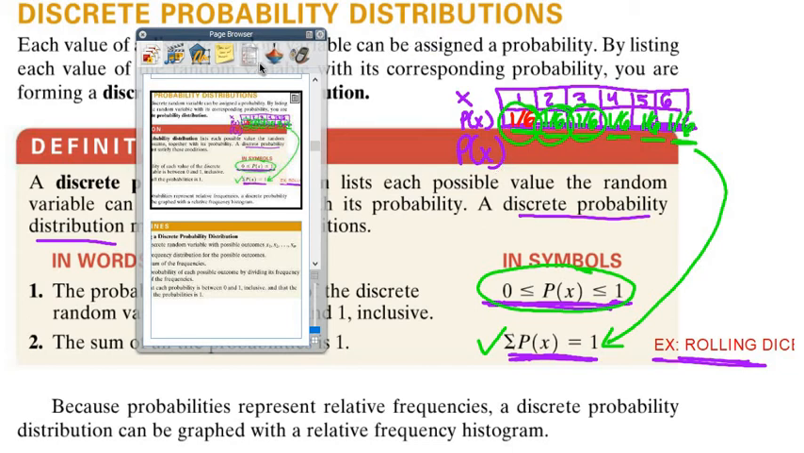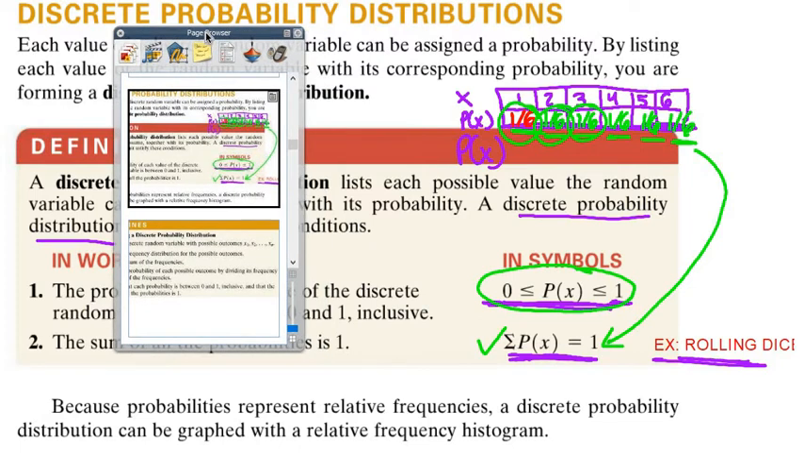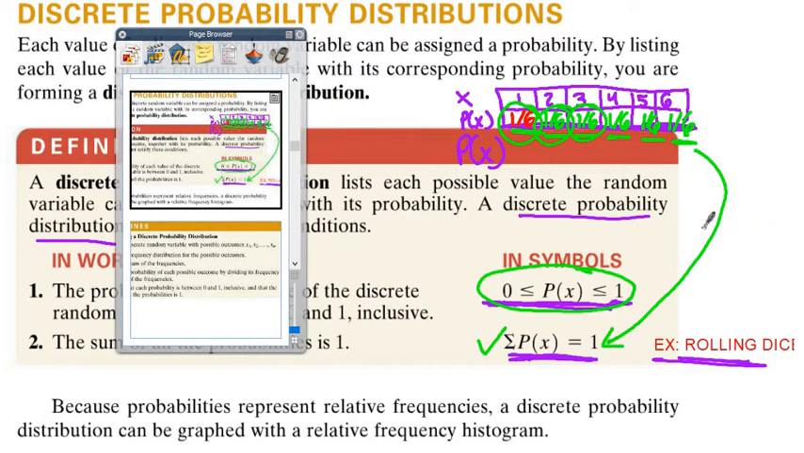So here's what we need to recall before we do our next two examples. We need to remember that there are two conditions that need to obtain for something to count as a probability distribution. First condition is that all the probabilities have to be between 0 and 1.